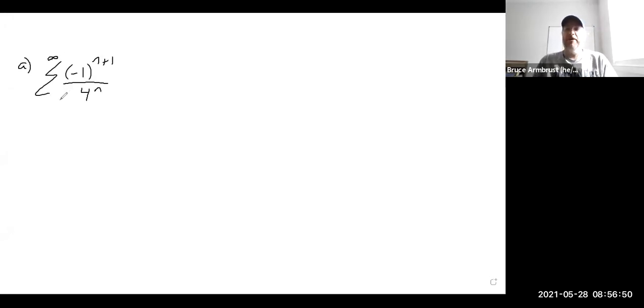For your quiz, the first question was asking you to determine whether these series converge absolutely, conditionally, or diverge. The first one was the sum of (-1)^(n+1) over 4^n. I don't remember where the starting number is, but where it starts doesn't really matter. All that matters is that we go to infinity, because when we talk about convergence or divergence, it's always what's happening at the very end. The first finite number of terms, you don't care at all.